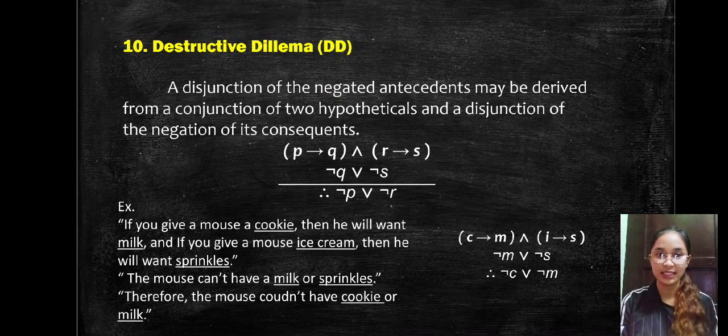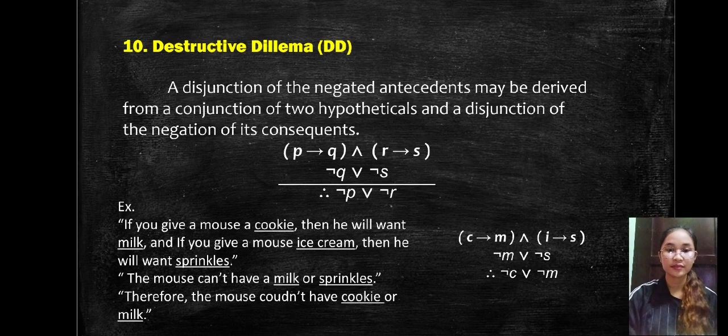Last is the destructive dilemma. It is shortened as DD. A disjunction of the negated antecedents may be derived from a conjunction of two hypotheticals and a disjunction of the negations of their consequents. So if I have P then Q, and I have R then S. So I have not Q or not S. Therefore, I have not P or not R.